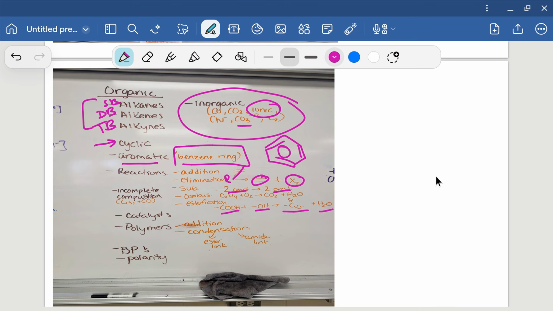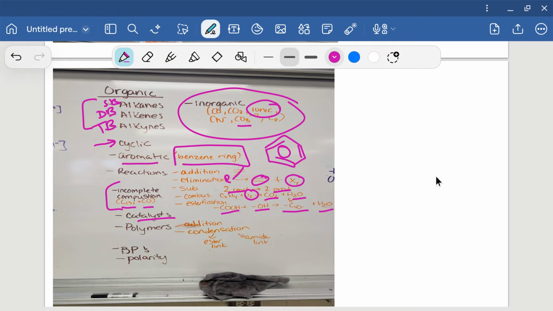There is a little bit more theory when it's looking at incomplete combustion, and that's when we don't have enough oxygen to form these products. So when that happens, you have two other possible products, which is carbon solid or carbon monoxide, which is a dangerous gas. You want to know that for most of these reactions, you do need a catalyst, so something to help force this reaction to happen.